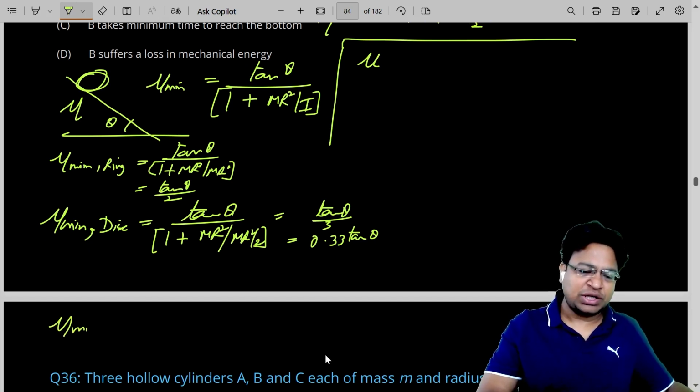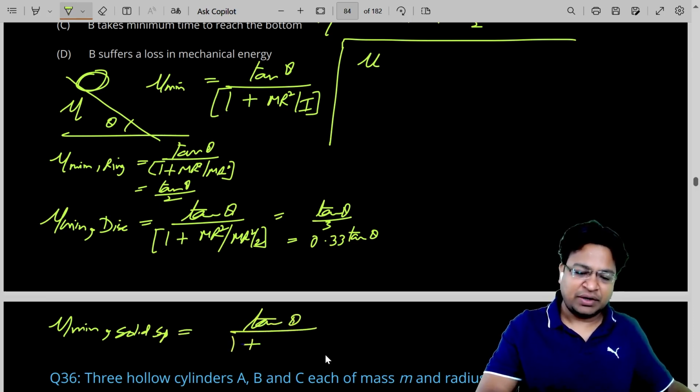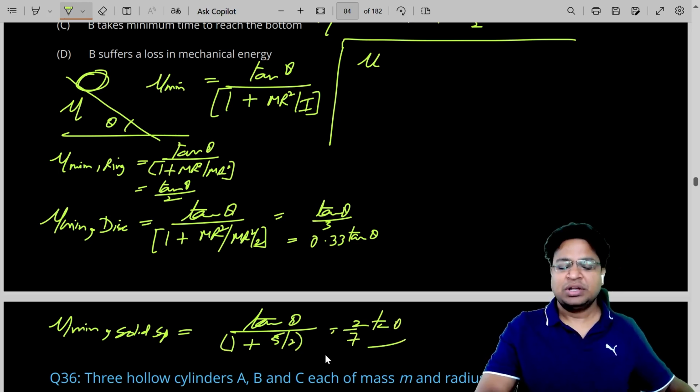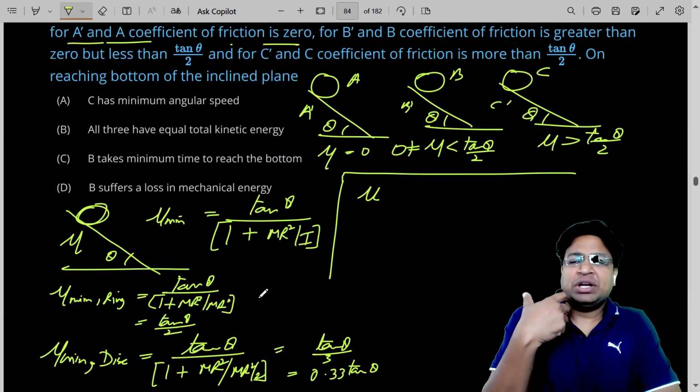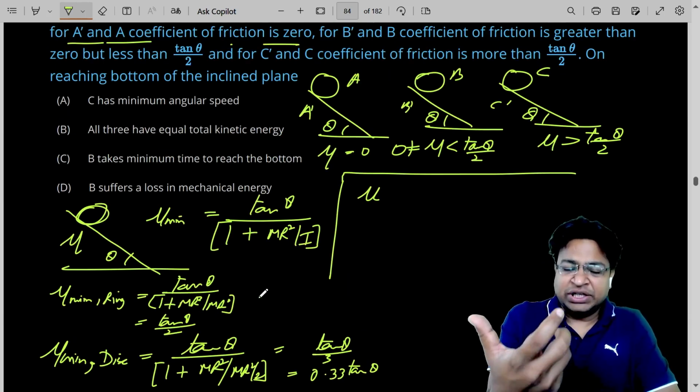Similarly, if I want to check the minimum coefficient of friction needed for, let's say, a solid sphere, then that would be tan theta divided by 1 plus mr square by I, where I is 2 by 5 mr square. So it will become 5 by 2, so it will become 2 by 7 tan theta. All right, so just showing you that you can calculate the different coefficient of friction needed for different objects.